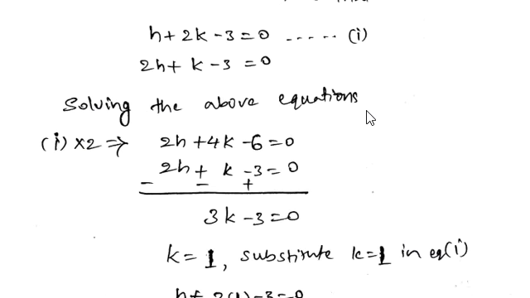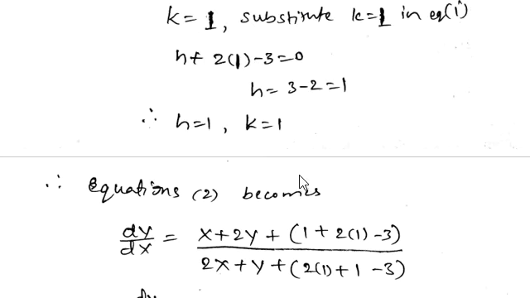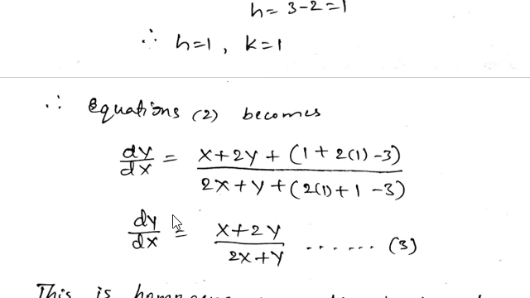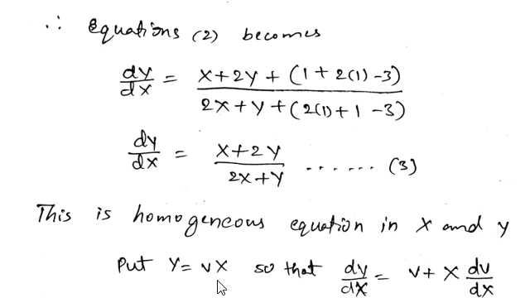So equation number 2, we can write in this form. When you substitute and simplify, you can write capital dY by dX is equal to (X plus 2Y) by (2X plus Y). Let us take this as equation number 3. Now this is in the form of a homogeneous equation in capital X and Y. Now just put capital Y is equal to VX, so when you differentiate with respect to X, you get dY by dX is equal to V plus X dV by dX, simply following the UV formula of differentiation.